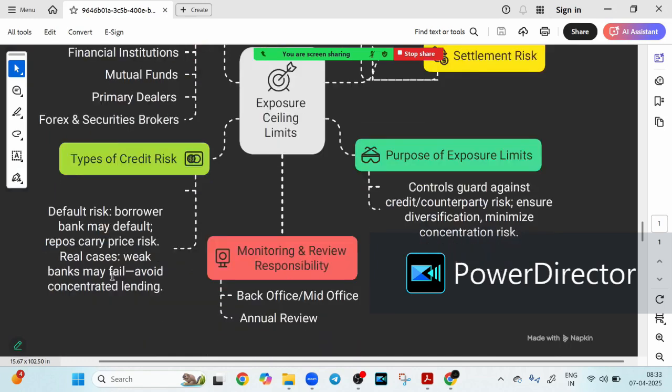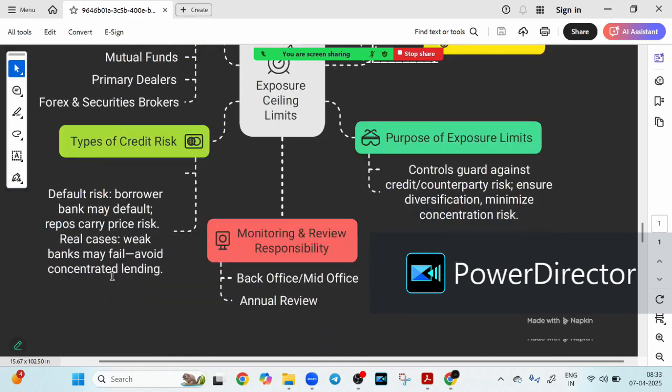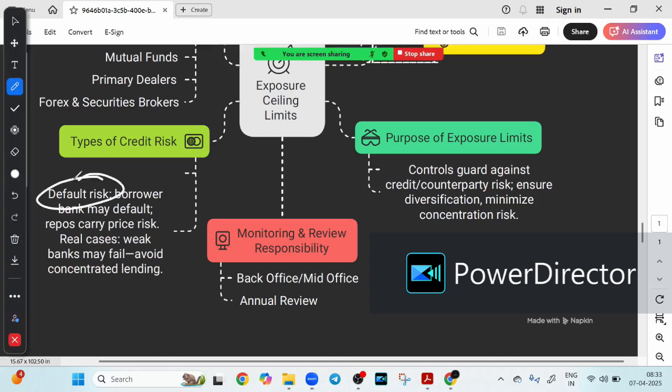Second thing is types of credit risk. Very, very important. Credit risk is not one-dimensional. Rather, it includes default risk. Default risk is one part of credit risk, which means the borrower bank might fail. Another kind of credit risk is called price risk. Price risk means, for example, repo. Let's take the real case of repo. Repo might carry risk if the price drops. Weak banks have failed before. So the treasury team avoids concentrated lending and spreads the risk smartly. Yes, concentration risk should be avoided. We should spread the risk.